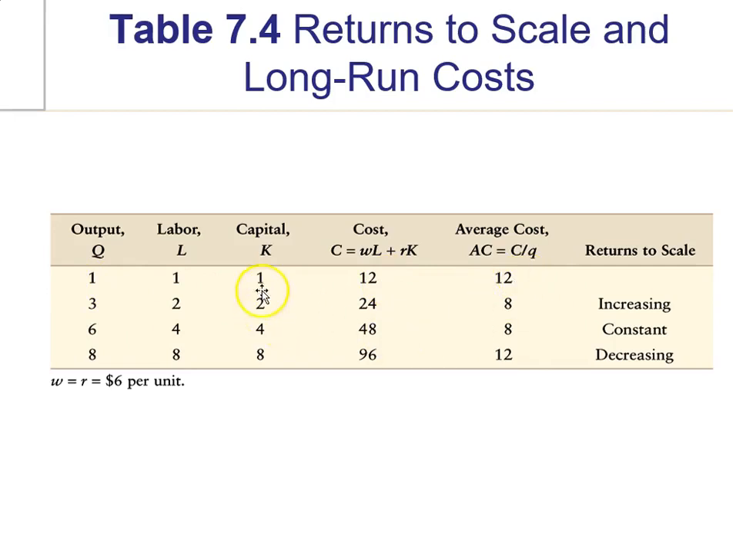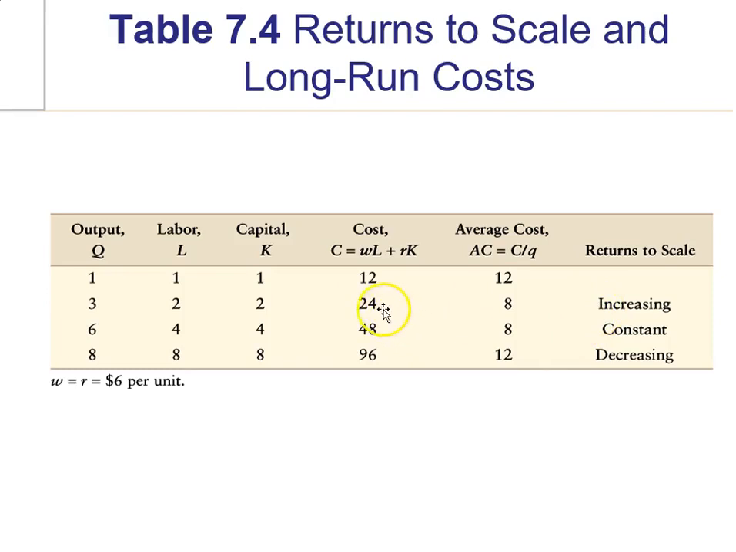Now, what happens if we double the number of inputs we use? 2 workers, 2 machines. Well, our output more than doubled. We now have 3 units of output. Our costs doubled because we doubled our inputs. But our average cost declined now. 24 over 3 is 8. Since average cost declined as output expanded, this is a property of increasing returns to scale.